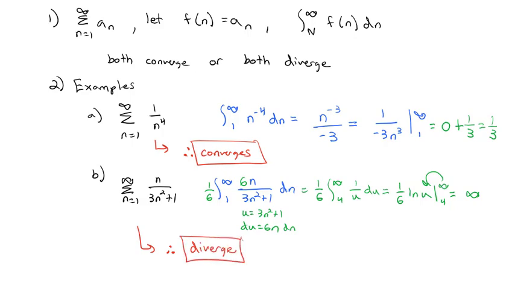And so what we see here is a great example of how the divergence test is inconclusive, because for both of these the limit was 0. So we had to use a different test to decide that one converged and the other diverged.